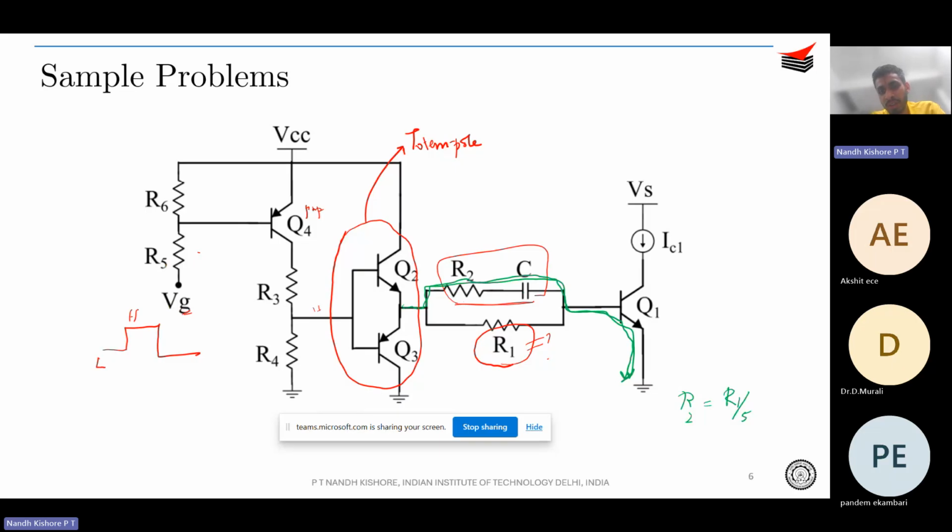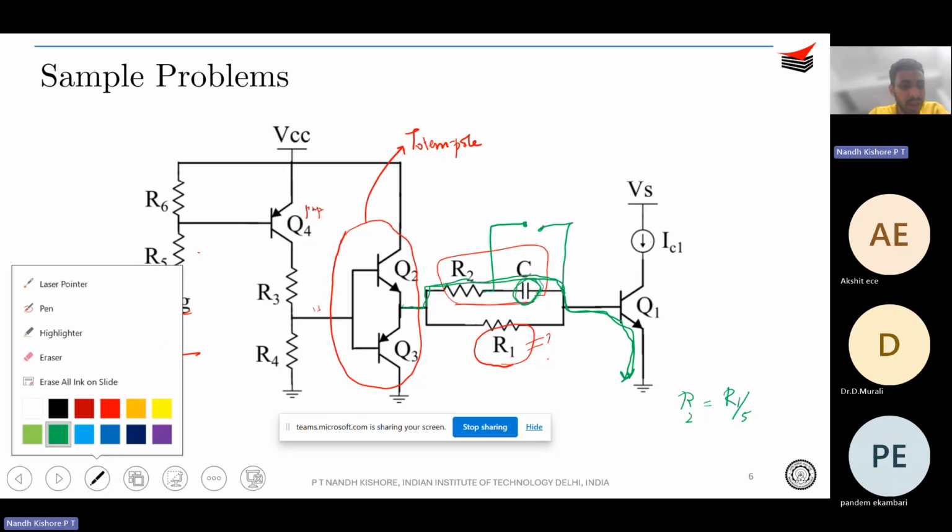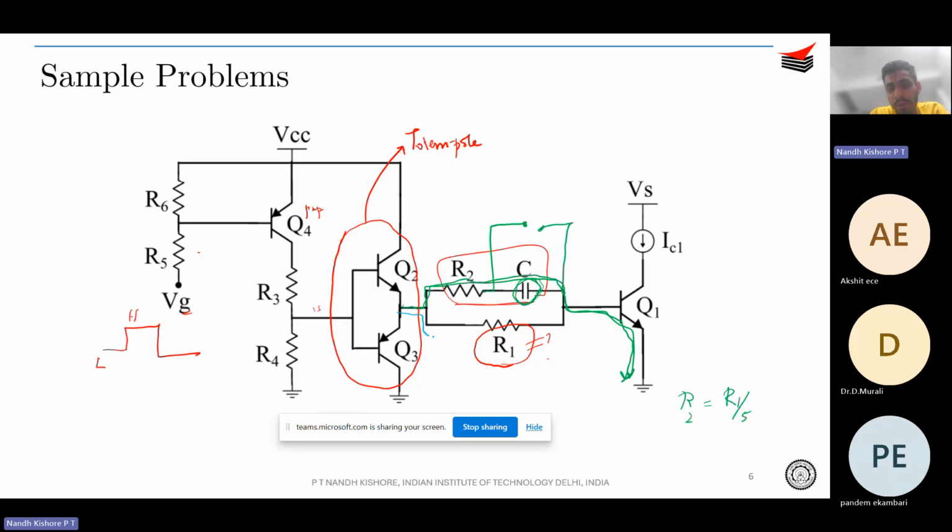And once the device turns on, or once the capacitor gets charged up, then what would happen? A charged up capacitor basically acts like an open circuit. So the rest of the current, when the device is completely turned on, would be flowing through R1. So you can understand that R1 is relevant when the device is completely turned on.